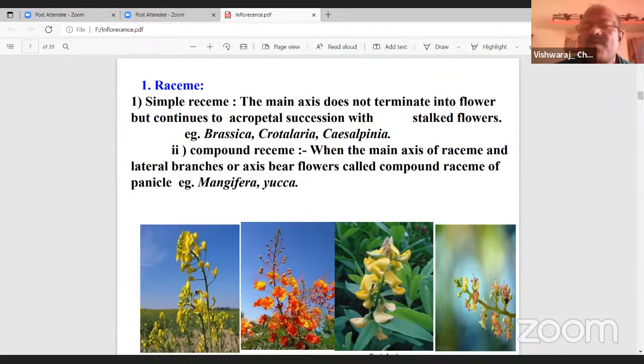Simple raceme, compound raceme: one peduncle. On this one peduncle, there are branches, these secondary peduncles. On this secondary peduncle, there are pedicels, and each pedicel produces one flower. That is a compound raceme.